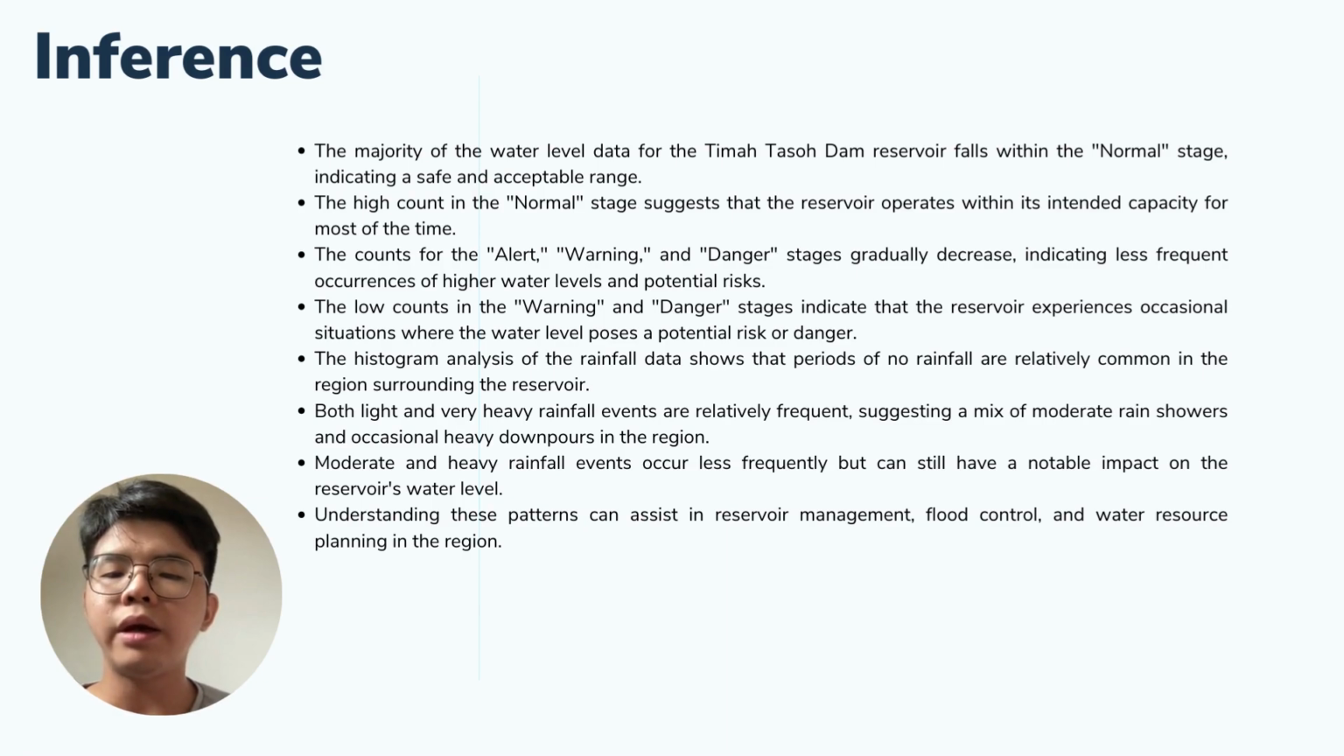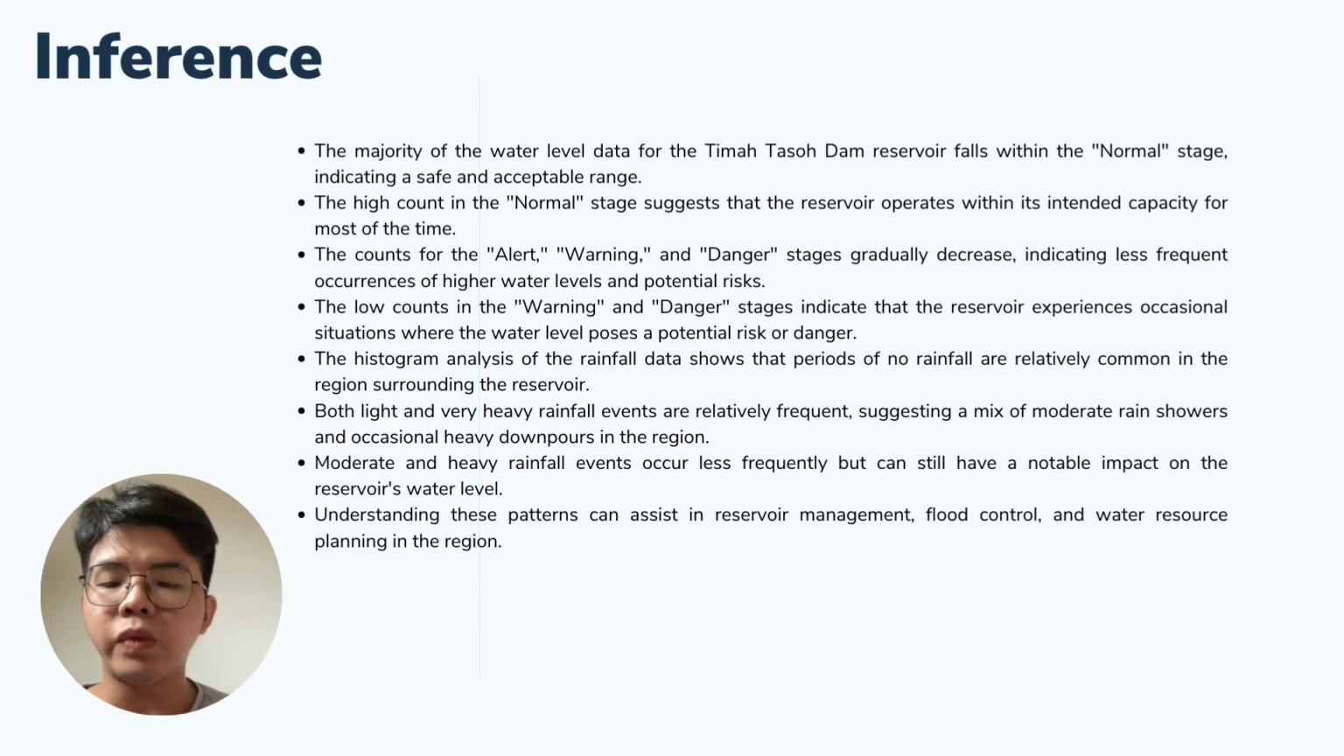On the other hand, the counts for the moderate and heavy rainfall categories are lower compared to the light and very heavy categories. This suggests that moderate and heavy rainfall events occur less frequently but can still have a notable impact on the reservoir's water level. These findings highlight the importance of monitoring and managing the reservoir's water level during periods of moderate to heavy rainfall to ensure its safety and stability.